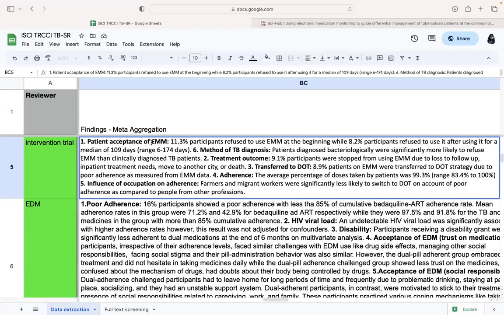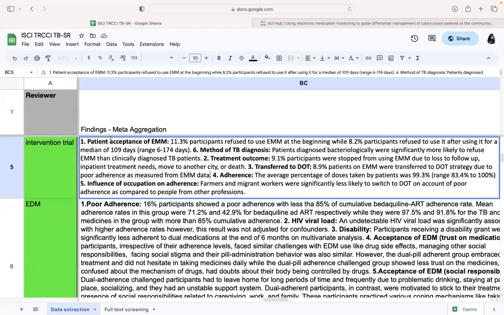So the idea is, from the methodology of this study, we read that if a patient missed a certain amount of drugs under EMM, then because of poor adherence, these patients will be shifted to DOT. So 8.9 participants on EMM were transferred to DOT due to poor adherence as measured on EMM data.